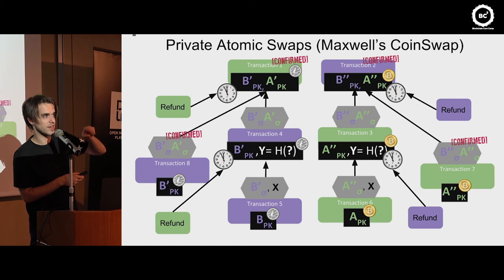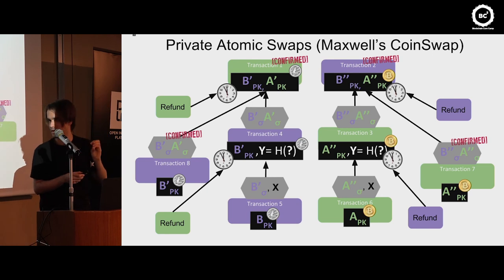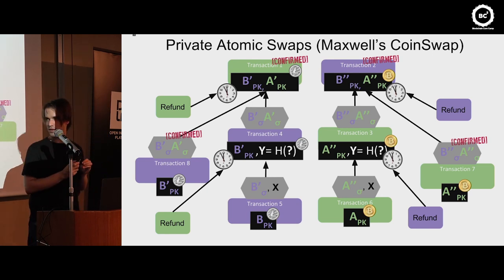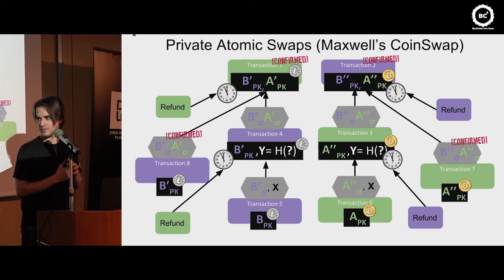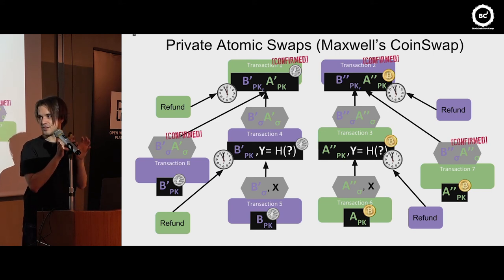In each transaction there is a field that is called nLockTime, and this field allows you to make a transaction valid only at a certain point of time. It's a field inside the transaction.